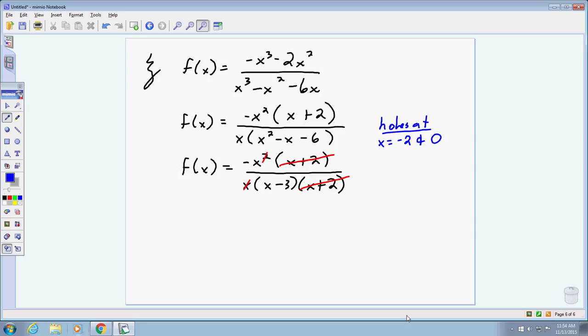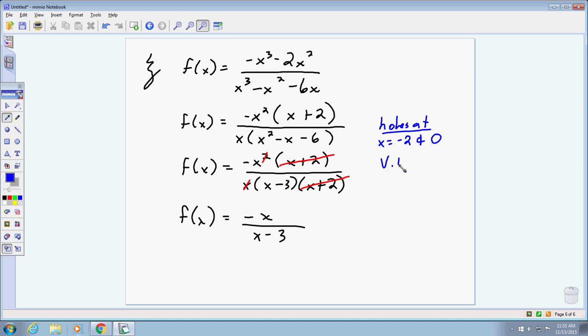Right? Well, because remember we canceled the x, so that's a factor as well, right? Yeah. So let's maybe take this a bit further now. So f of x equals negative x over x minus 3. Because we've got to state all of our other stuff still, right?